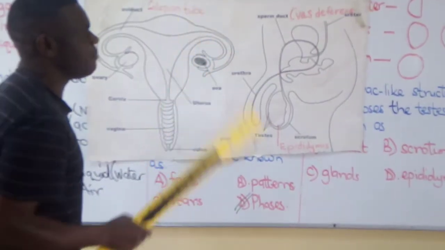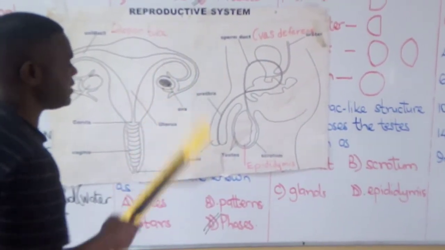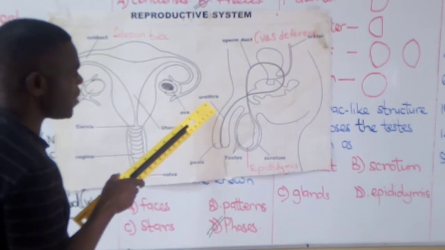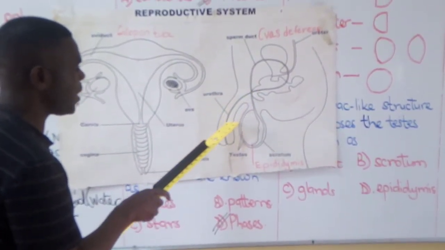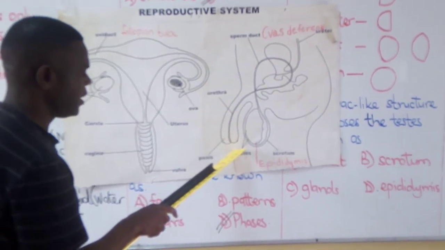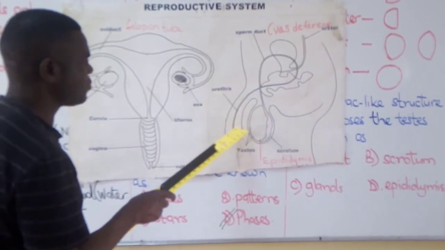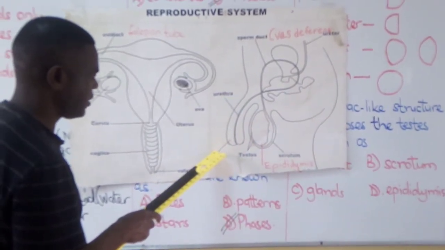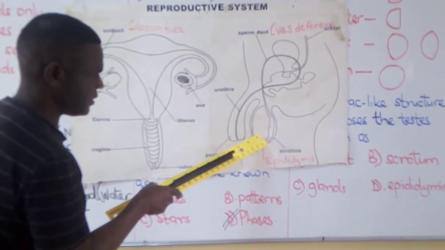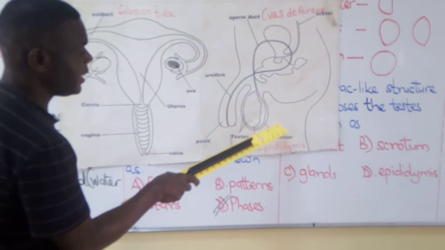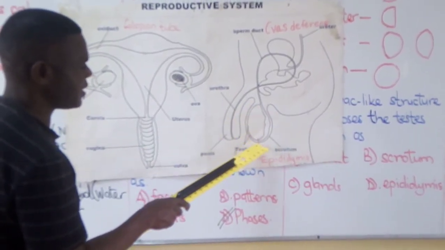Now, these are the male reproductive organs. So this is our main agenda today. We have the urethra. This is where the sperm and the urine pass out. The urethra is within the penis. Then you've got the testes, two of them. The scrotum is this covering. It's a sac-like structure that covers the testes.